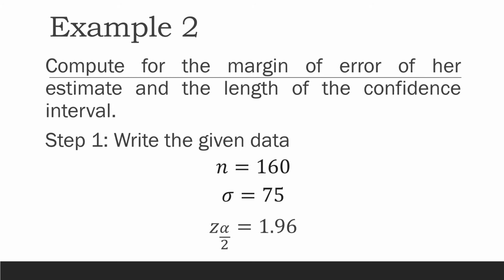Now, what will be our task? Our task is to compute the margin of error of our estimate and the length of the confidence interval. So, first I put here the given: n is 160, sigma, or standard deviation, is 75, and the critical value of Z. Since the level of confidence is 95%, the critical value of Z will be 1.96.